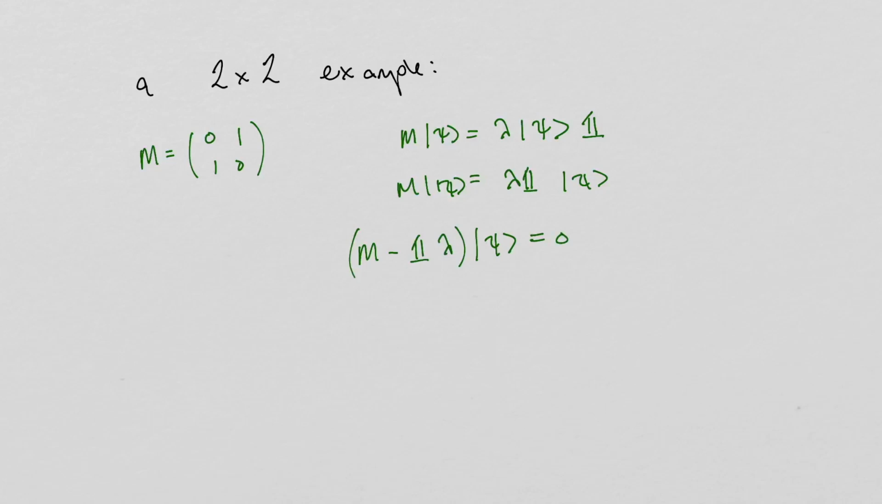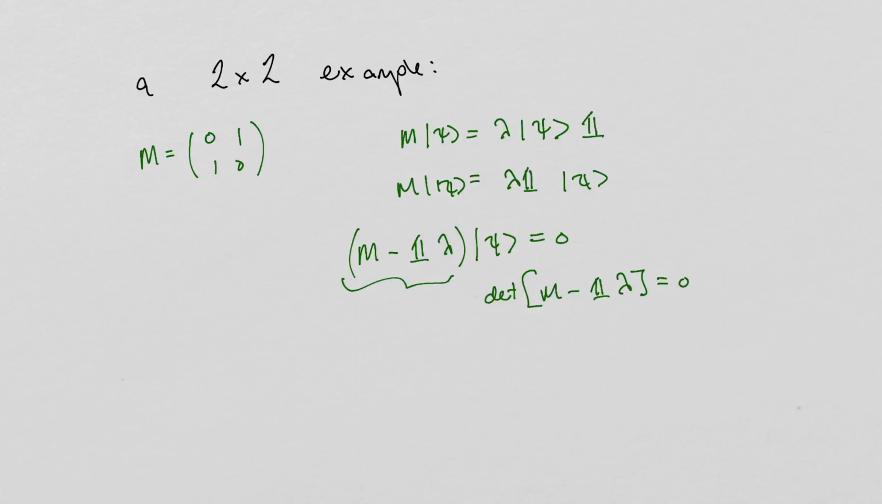Now, if this thing has to be equal to 0, then something on the left-hand side has to be equal to 0. It's not going to be the state, so somehow it must be this combination of M minus the identity times lambda. Which means we'll require that the determinant of M minus 1 times lambda is equal to 0.